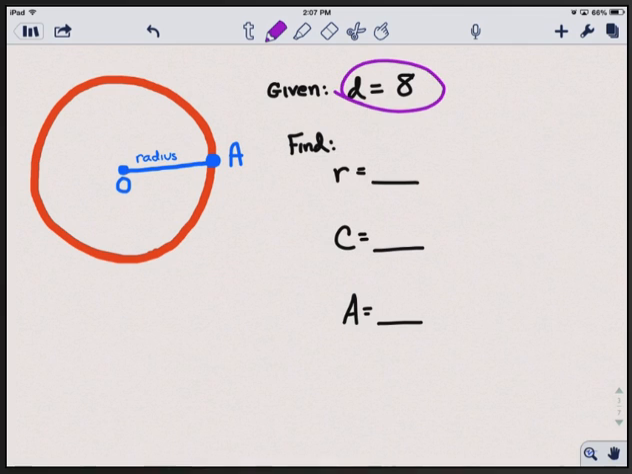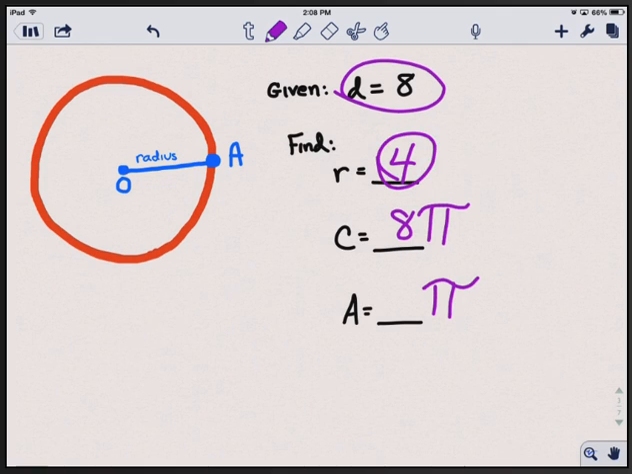If the diameter is given, we divide that by 2 and we have the radius. So the radius is equal to half of 8, which is 4. The circumference is pi times the diameter, so 8 pi. The area is pi times the radius squared, so the radius squared is 16, so we get 16 pi.